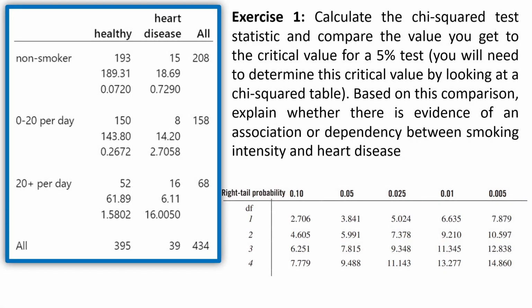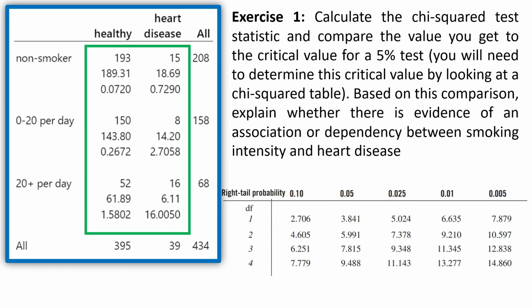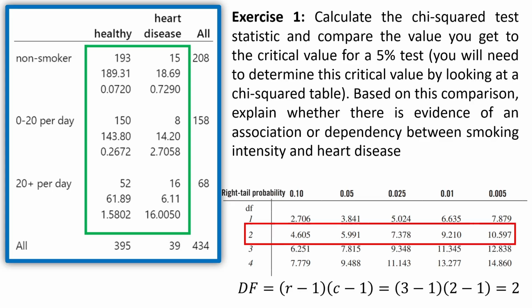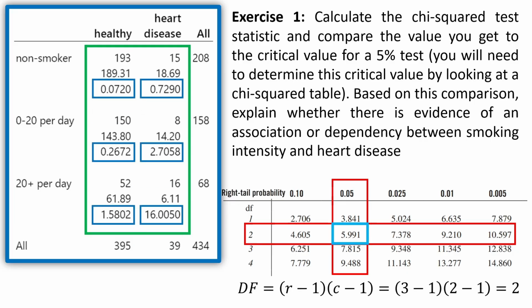So again, we're going to start by comparing our test statistic with a critical value. And so to do that, we need to find the critical value. And to do that, we need to know the degrees of freedom. So here too, we have a table with 3 rows and 2 columns. So the degrees of freedom again is 2. In this case, it's a 5% test, so the critical value is 5.991. In order to calculate the test statistic, we need to add up all of those individual contributions, and doing so gives us our chi-squared test statistic, 21.3592.